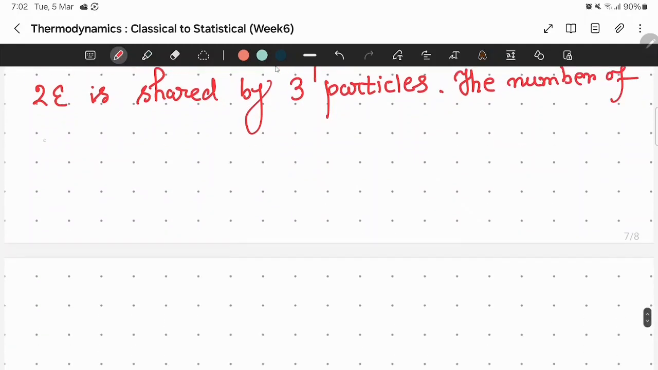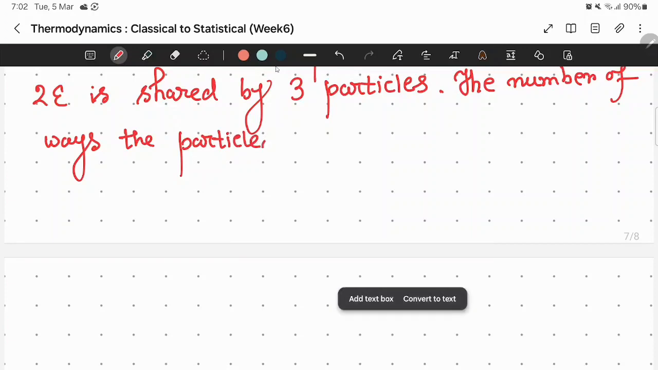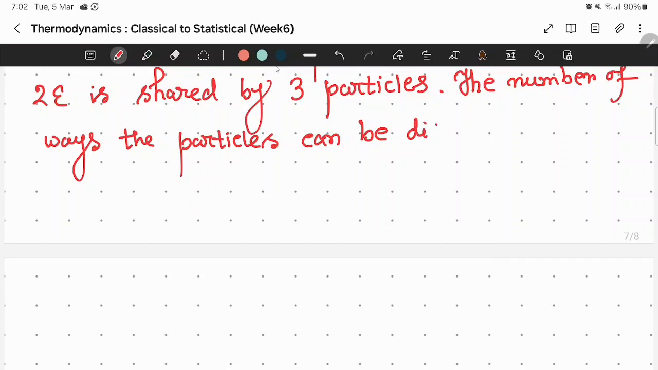The number of ways the particles can be distributed.